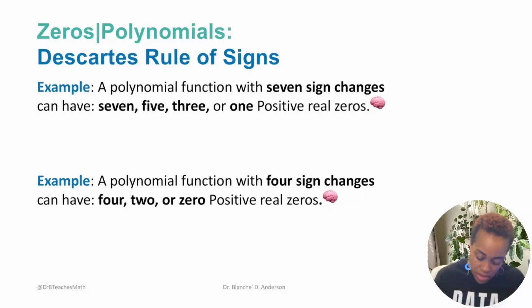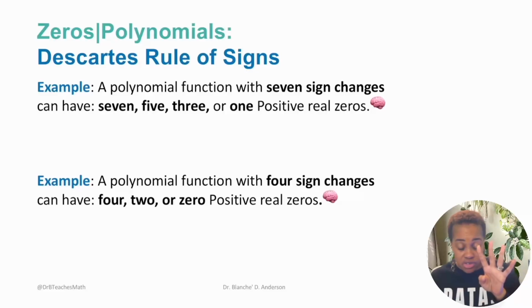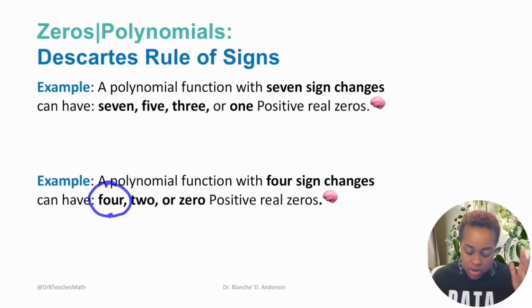This one says a polynomial function has 4 sign changes. So that means it's going to have 4 positive real zeros, or decrease by 2. It can have 2, or it can have 0. So you can have 0 positive real zeros because all 4 of them could be imaginary. See what I'm saying?